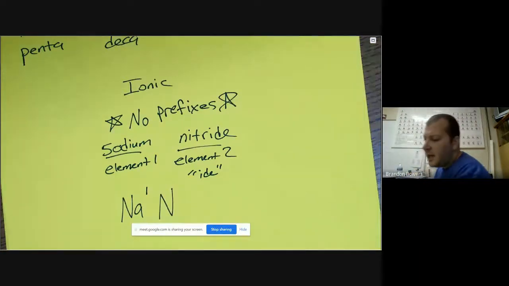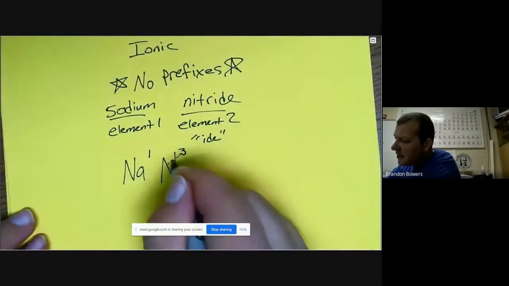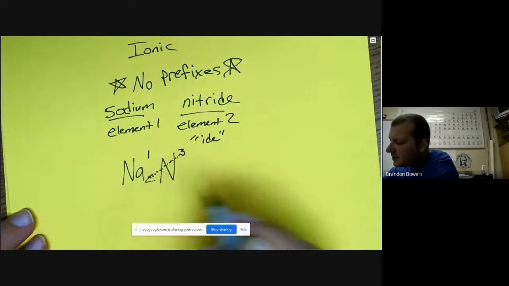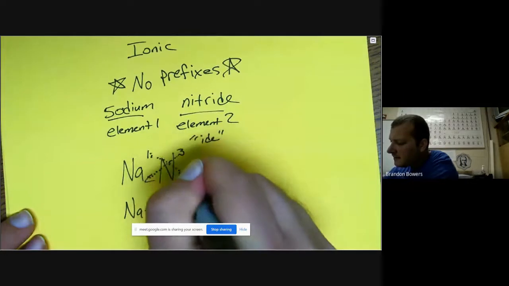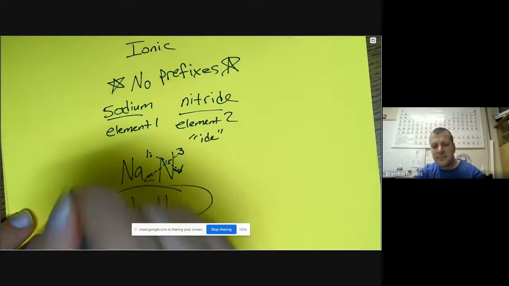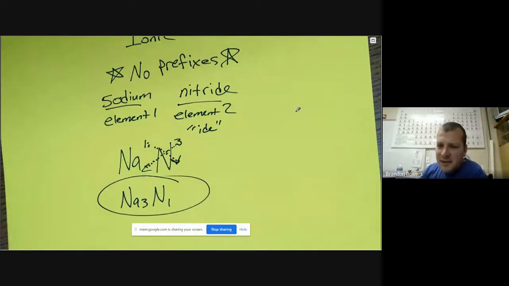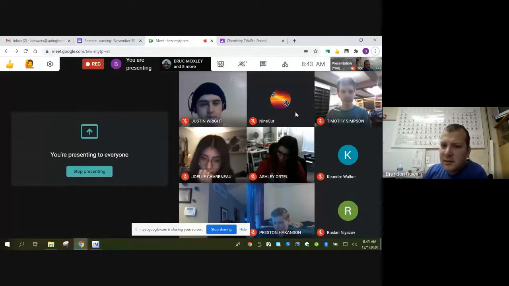And this is where the crisscross comes into play. So when you crisscross, what it's going to look like is you're going to have 3 Nas, and you're going to crisscross this over, and you're going to have 1 N. And that's what the crisscross method looks like. Do you guys remember that pretty well? Are there any questions on the compounds part of it? Not too bad.